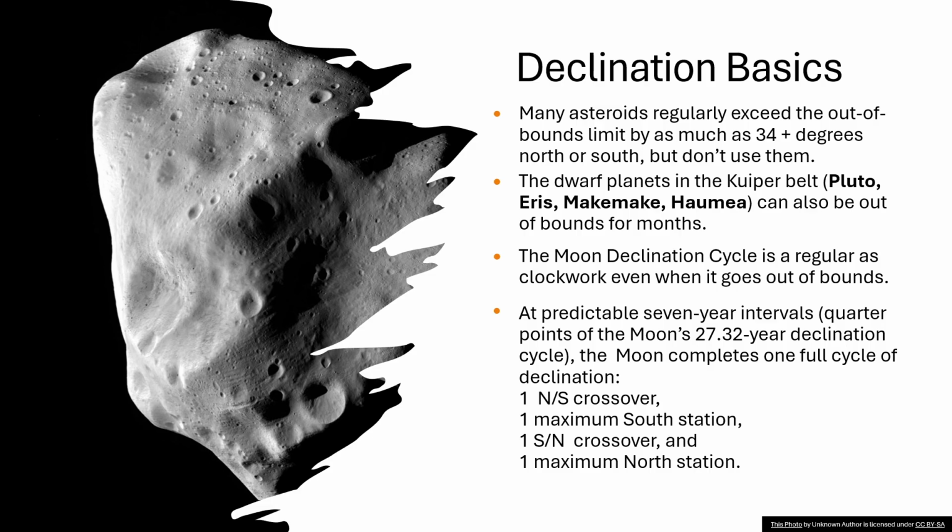Now, the moon's declination cycle, on the other hand, when it does go out of bounds, as you saw, is a very, very regular pattern. So over the course of its cycle, it's going to crossover maximum south, crossover maximum north on a very regular interval. Basically, that 18.6-year interval.